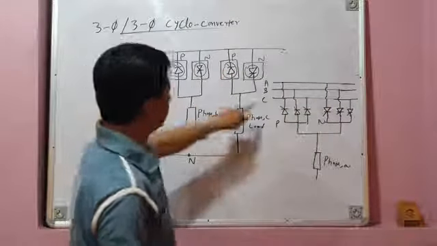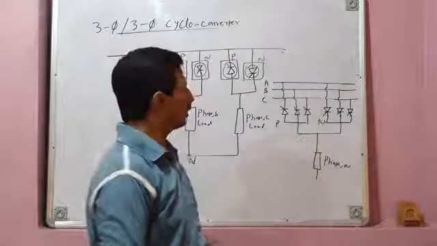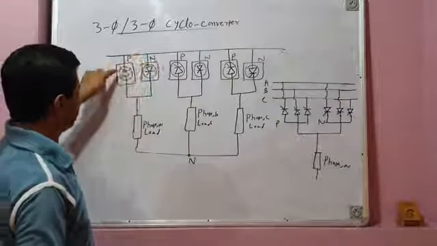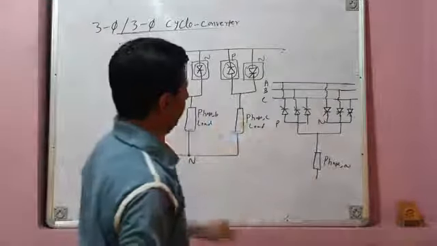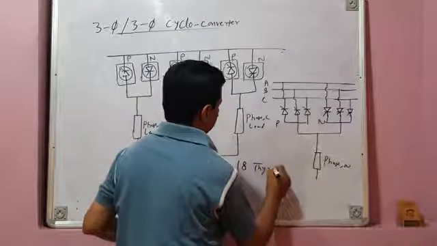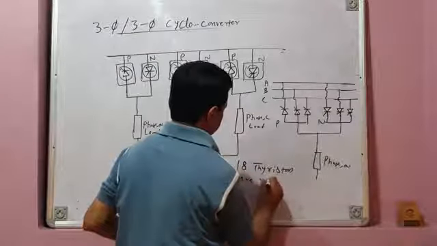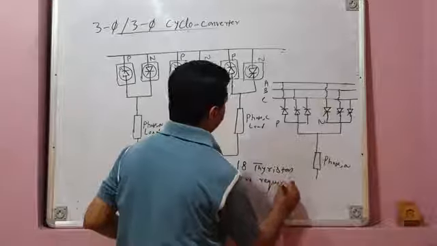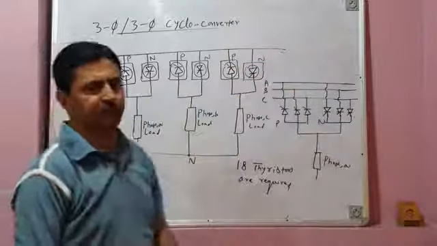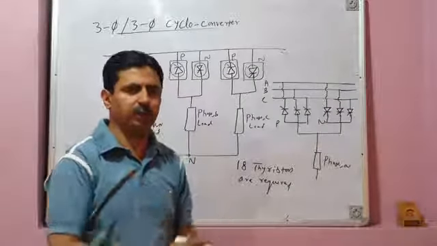This one device means actually three devices, and this converter and this converter mean three devices each. So therefore, how many devices total do you need? 3 plus 3, 6. 6 for one phase, 6 into 3, 18 thyristors are required. And then input is 3 phase, of course. You can see input is 3 phase. Output is also 3 phase. It controls individual phases. And the operation is similar to what I have shown a few moments back.